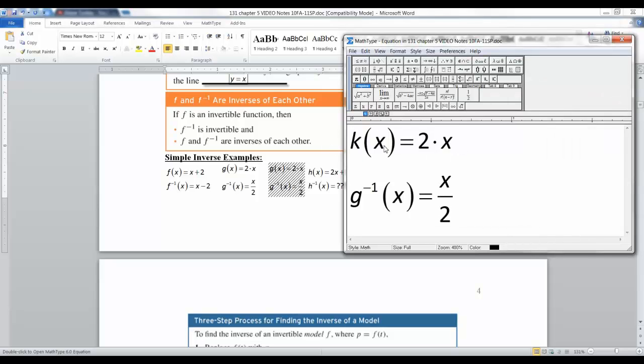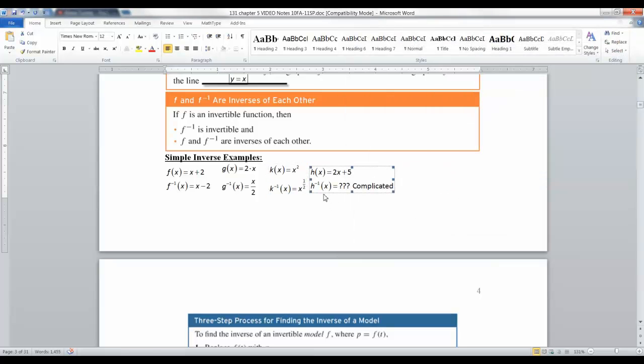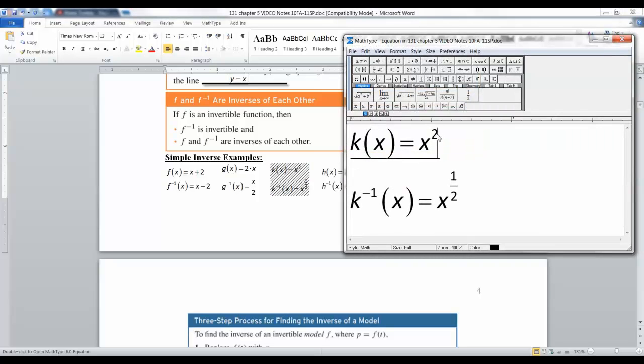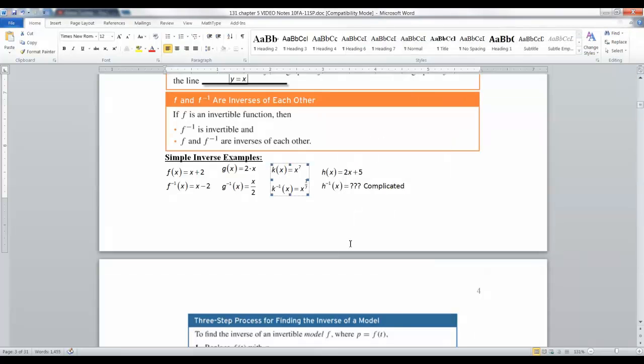If k of x is equal to x squared, then k inverse is equal to x to the 1/2, remember? Because that's how we get rid of powers like that. We can think of it like a square root, but I don't want to just do 2 because then people say, oh, it's square root. Yeah, I know, but what if it was 7? Then it'd be 1/7, right? We covered that in chapter 4. So adding and subtracting are inverses, multiplying, dividing, powers, and then the fraction power.